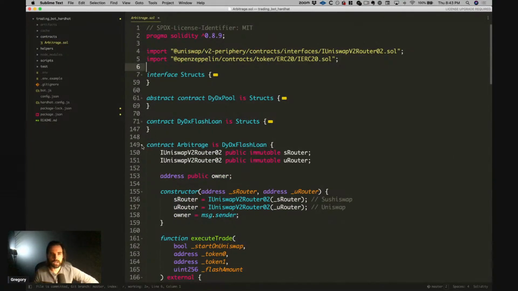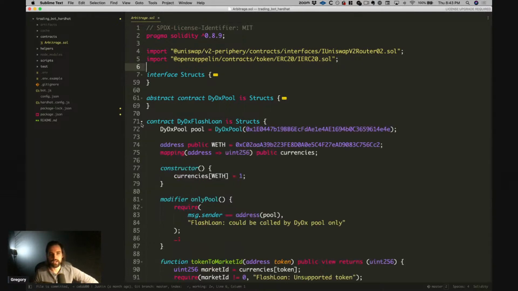So above line 149, really all we have are different interfaces and libraries like Uniswap version 2, the Uniswap router, that's where the trades happen. That's for Uniswap and Sushi Swap. And then the OpenZeppelin ERC20 token contract to understand how the smart contracts for the ERC20 tokens work. Plus this DYDX pool and DYDX flash loan that we use for the flash loans itself.